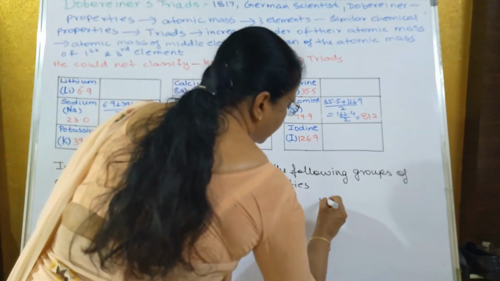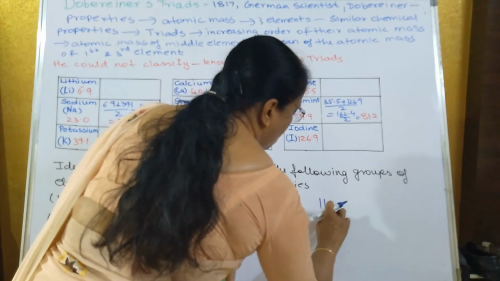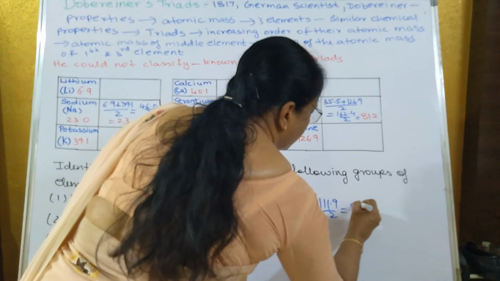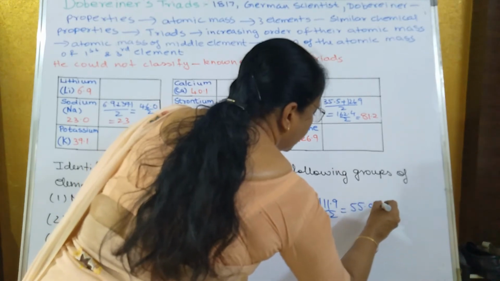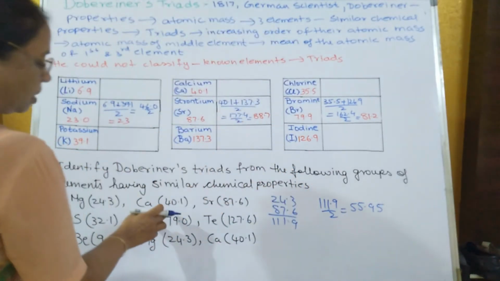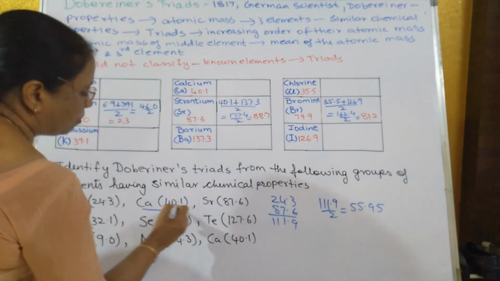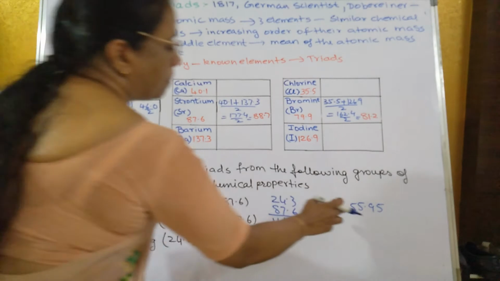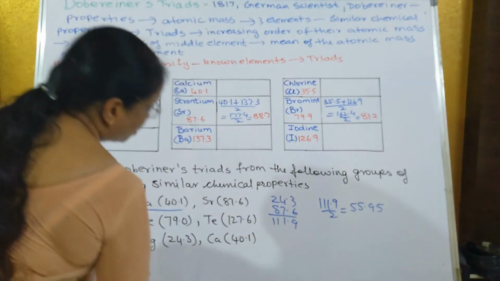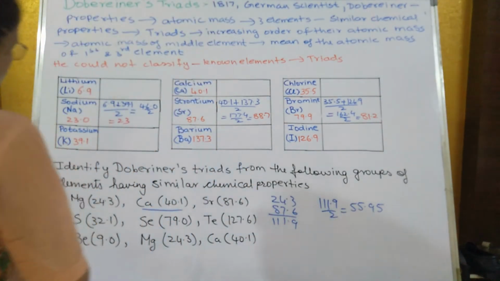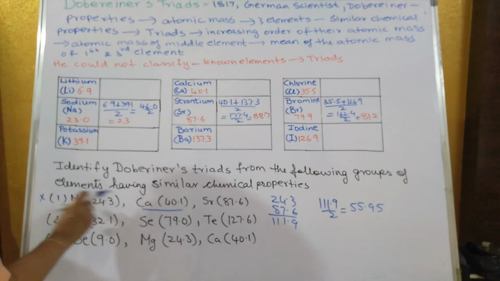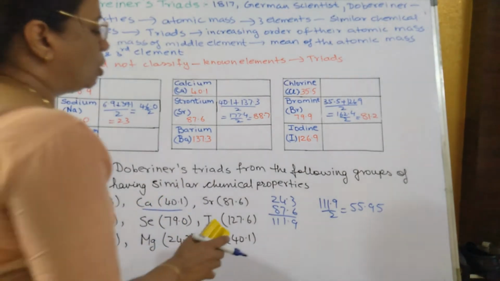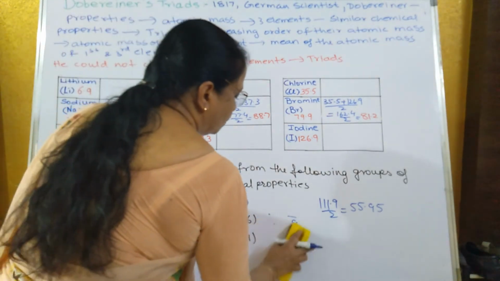111.9. When he divided 111.9 by 2, he got 55.95. So which is this calcium, the middle element, calcium is 40.1, which is very small compared to 55.95. It is not approximately equal. So the first one which they have given the question, magnesium, calcium and strontium, do not follow Dobereiner's triads rule.